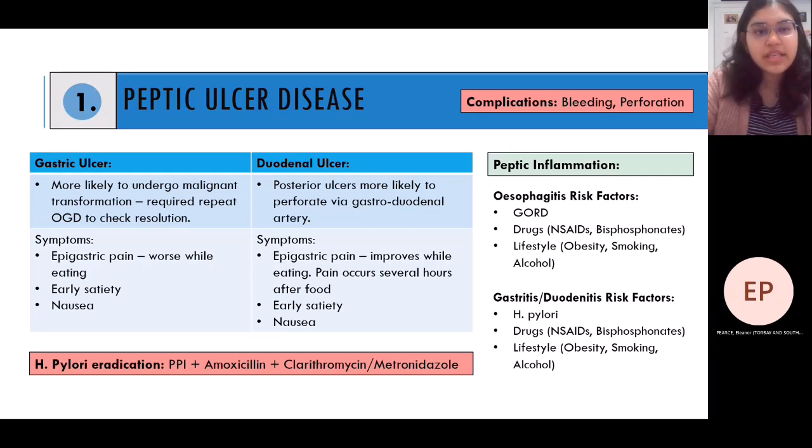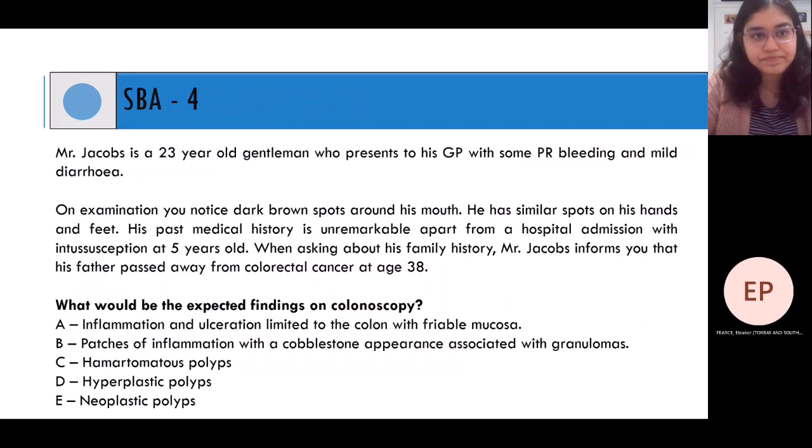With regards to key points about each, gastric ulcers are more likely to undergo malignant transformation, so they often need a repeat endoscopy to check for resolution, especially after H. pylori eradication is delivered. Whereas duodenal ulcers are less likely to be malignant, but unfortunately more likely to perforate, especially posteriorly, via the gastroduodenal artery. So patients that present with upper GI bleeds more often than not have duodenal ulcers rather than gastric ulcers.